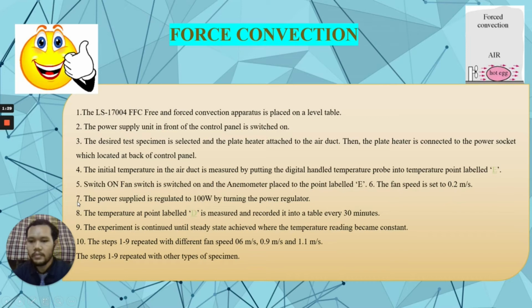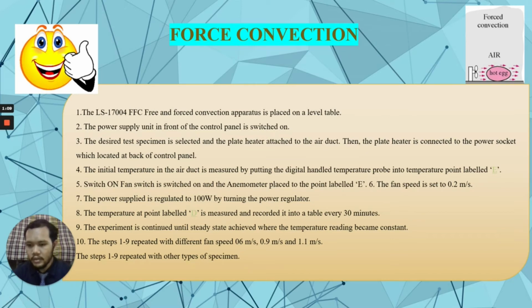7. The power supply is regulated to 100 watt by turning the power regulator. 8. The temperature at point level D is measured and recorded every 30 minutes. 9. The experiment is continued until steady state is achieved, where the temperature reading becomes constant.